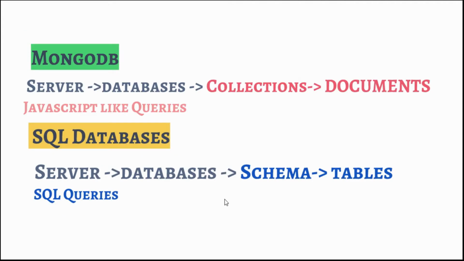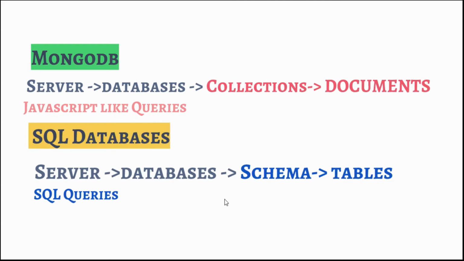So like other SQL databases like MySQL, Oracle, MS SQL Server, in MongoDB also we have a server with many databases. Then we have collections, and the collections will be having documents. And to query these documents and to update these documents, we'll be using JavaScript like queries. It won't be like SQL queries.